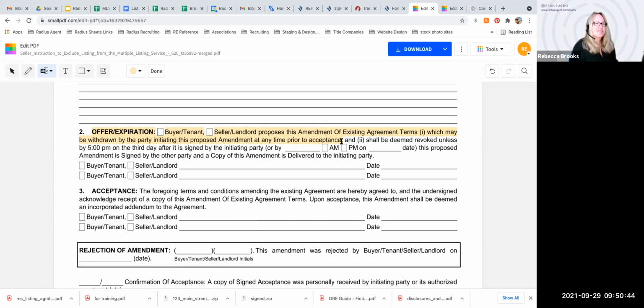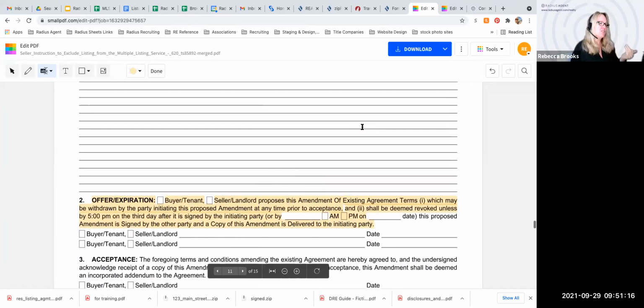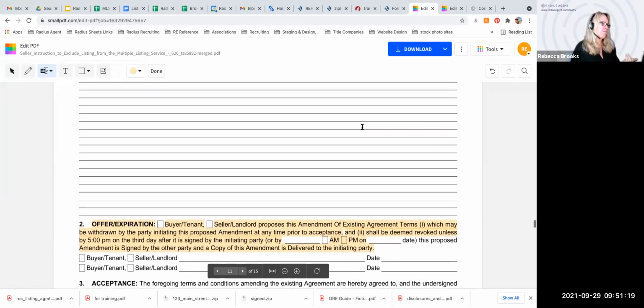Basically, what if your buyer's like, well, I propose to amend our price by $10,000, and the seller's not really open to that? The seller's like, no, I'm not going to do it, and so then the buyer could withdraw. So this proposal shall be deemed revoked unless by 5 p.m. on the third day it is signed by the initiating party and this proposed amendment is signed by the other party.